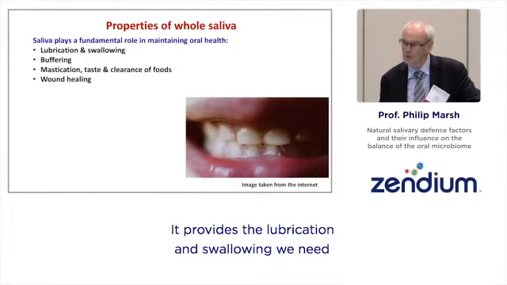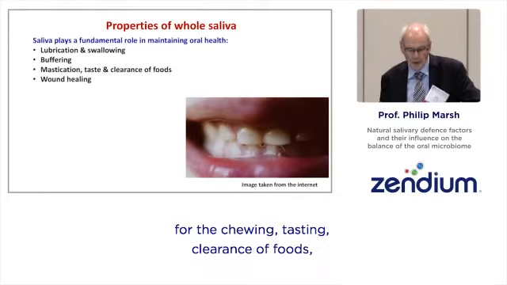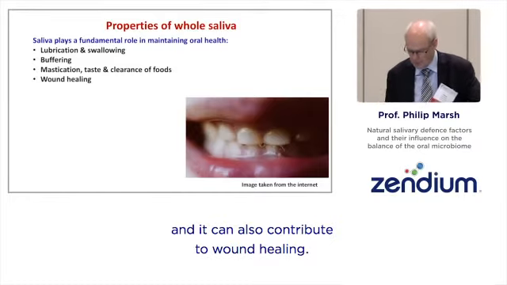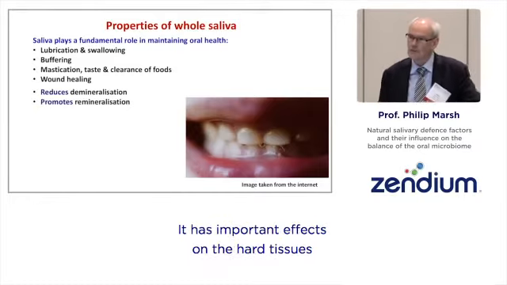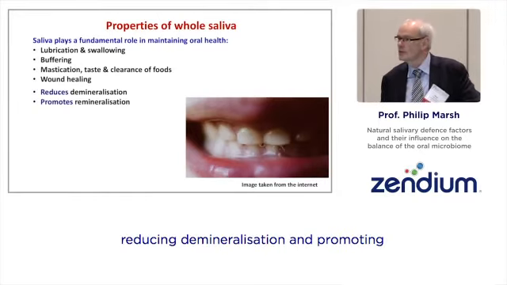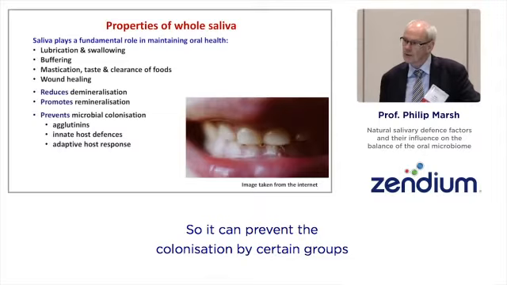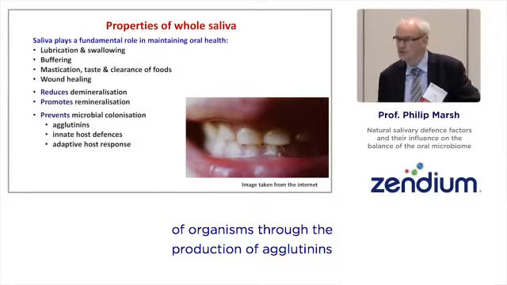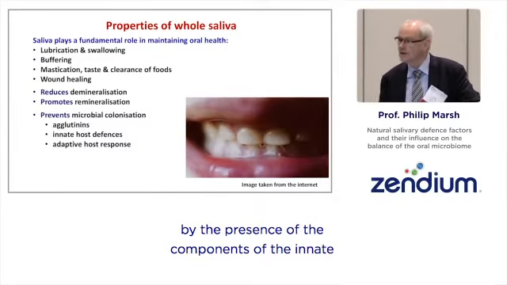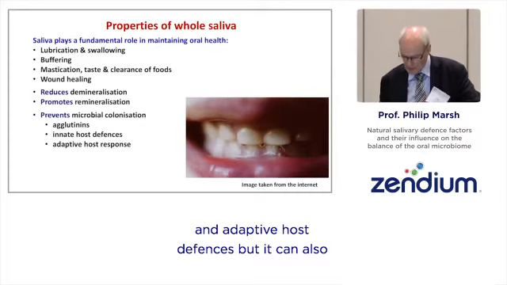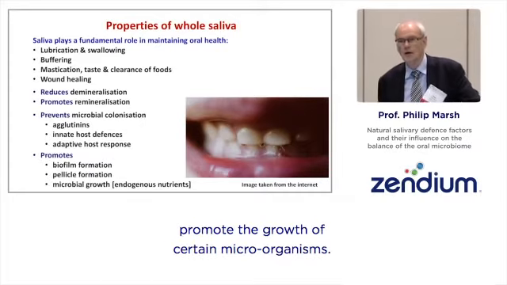It provides the lubrication and swallowing we need for the chewing, tasting, clearance of foods. It acts as that buffer, and it can also contribute to wound healing. It has important effects on the hard tissues, reducing demineralization and promoting remineralization, and has effects on the microorganisms. So it can prevent the colonization by certain groups of organisms through the production of agglutinins, by the presence of components of the innate and adaptive host defenses, but it can also promote the growth of certain microorganisms.